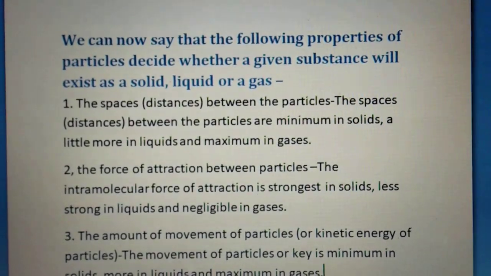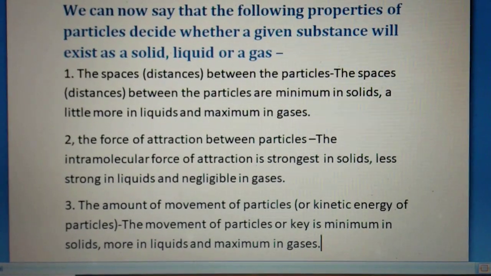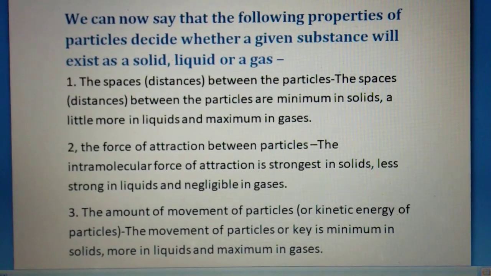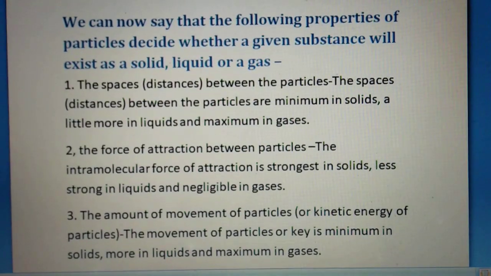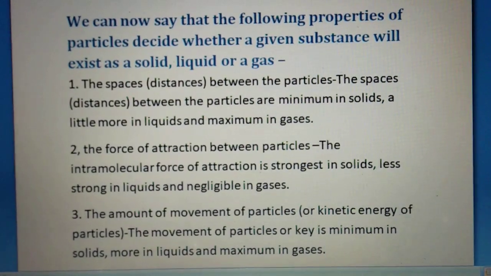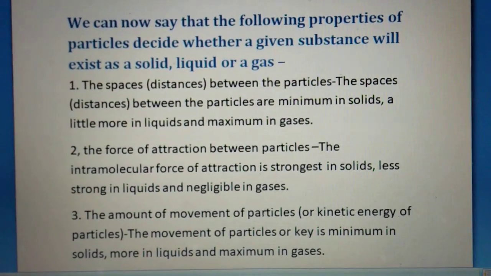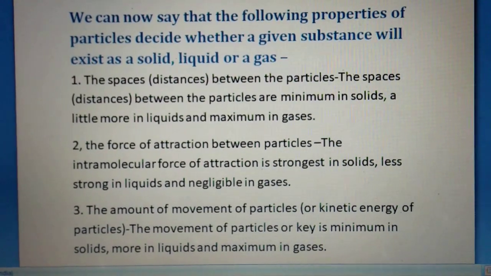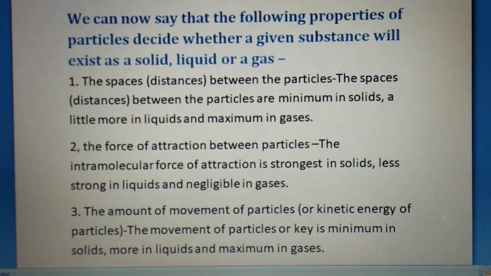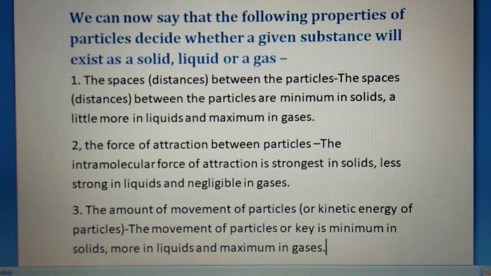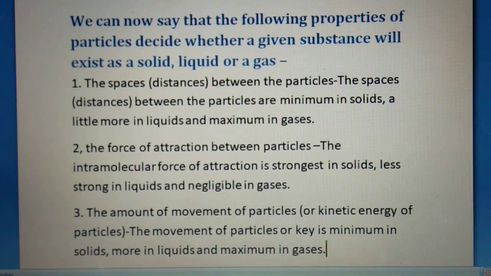Now suppose the spaces between the particles; that will determine whether a matter is a solid, a liquid or a gas. So the spaces between the particles are minimum in solids, a little more in liquids and maximum in gases. Okay, so these are the spaces or intermolecular spaces.